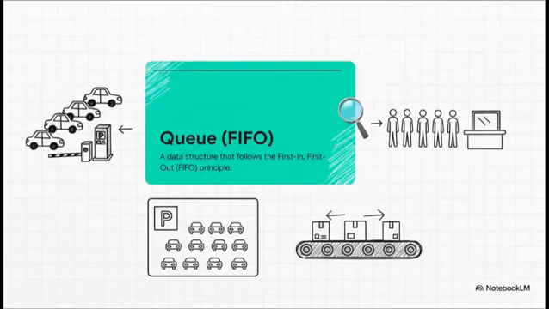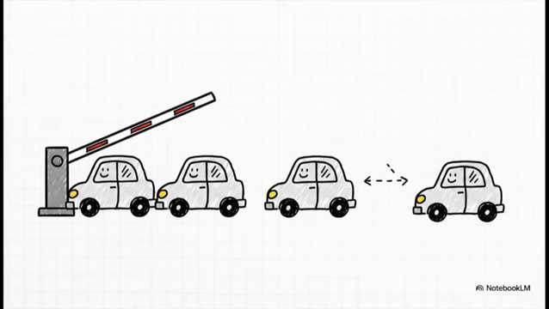Next on our list is the queue. And I promise, you already know how this works because if you've ever stood on a line, you've been in a queue. It's all about fairness, right? First one in line is the first one to be served. No cutting. It's that simple. First in, first out.